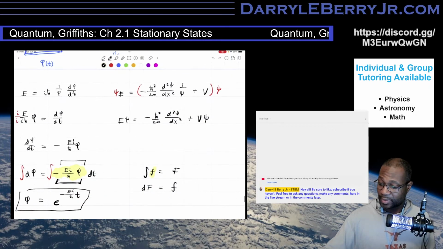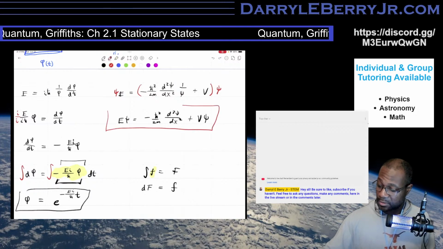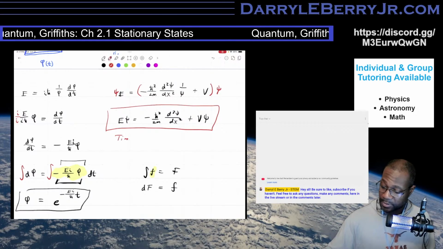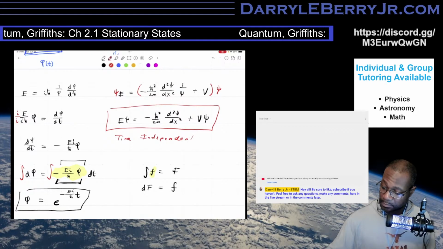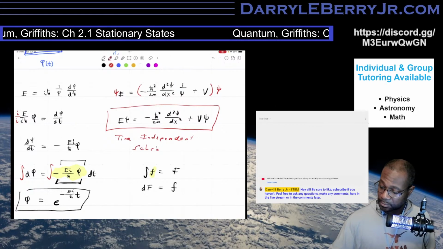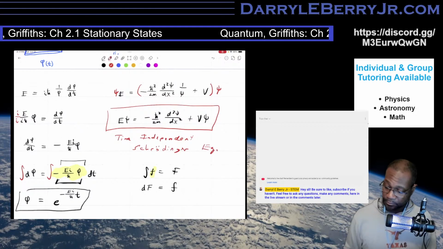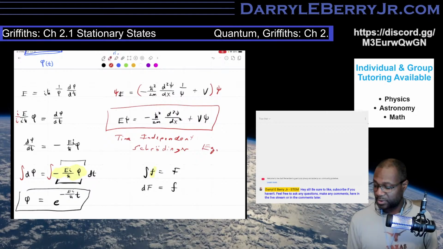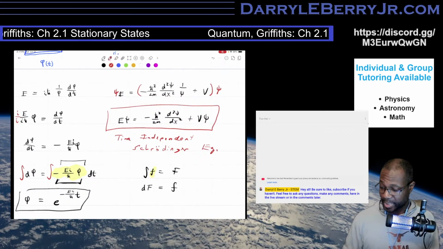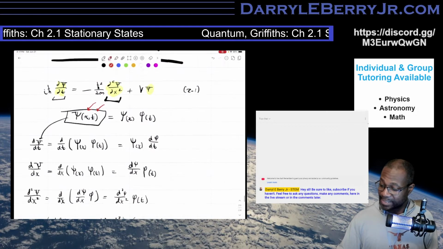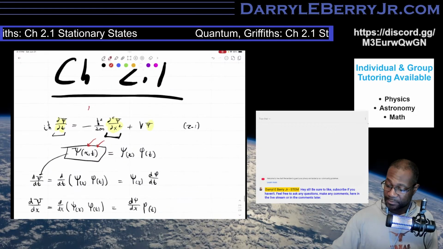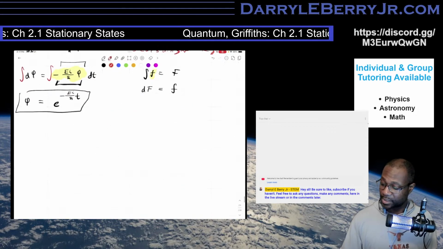And it should be noted, by the way, that this equation here is called the time-independent Schrodinger equation, because, as you can see, there's no time component, it's just x. And this full one up here is the time-dependent Schrodinger equation, because time is a part of it.